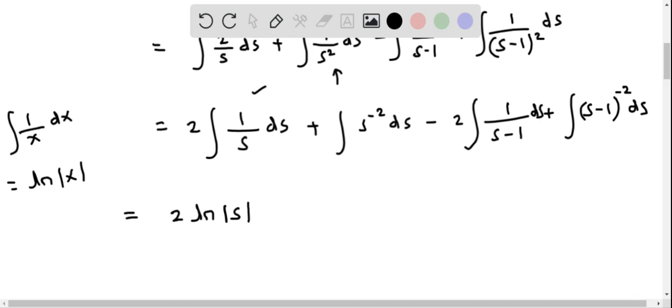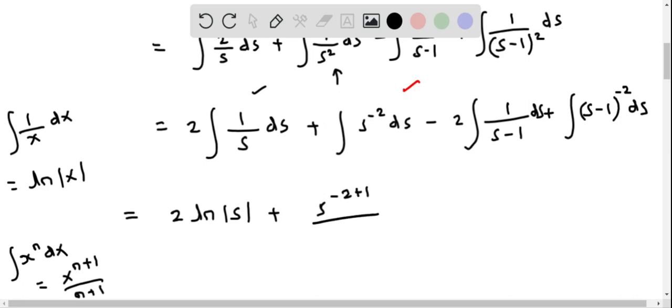And for the second term, we have to use the power rule of integration. That is, if we have x raised to the power of n dx, this equals x raised to the power of n plus 1 divided by n plus 1. So I'm going to use this formula. Therefore, this becomes s raised to the power of, we just have to add 1 to the power, negative 2 plus 1, and divide by the same number, that is negative 2 plus 1.